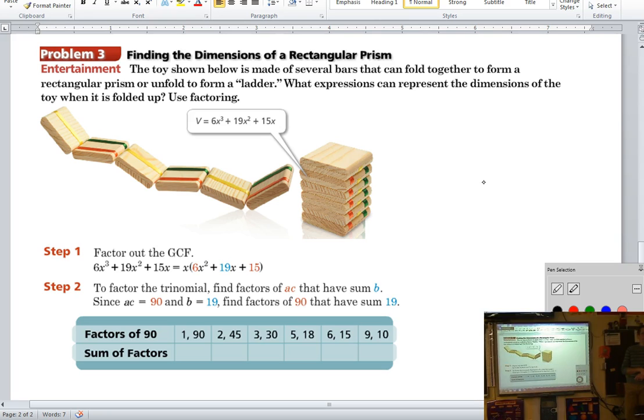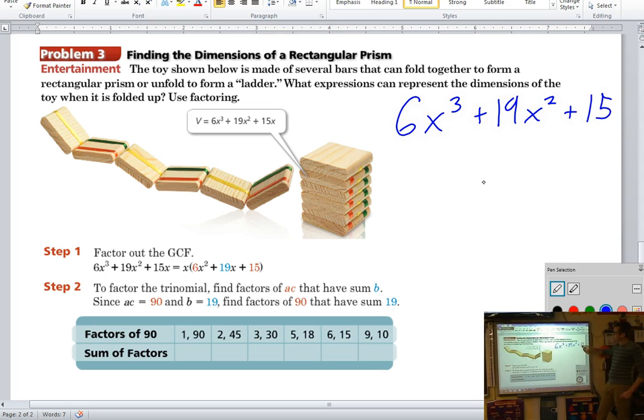Let's, hey guys, refocus. In our volume equation here, what do we know there have to be to get a volume? Well, 3 dimensions, right? What we normally call length, width, and height, but we know there are 3 dimensions involved. So when I look at 6x cubed, 19x squared, and 15x, what's the first thing that we could do to this? Is there anything common that could come out of all of them?